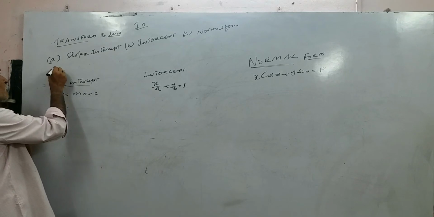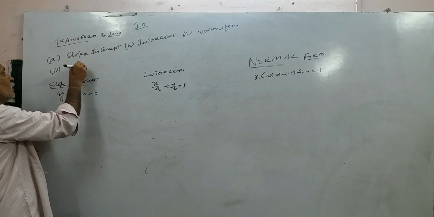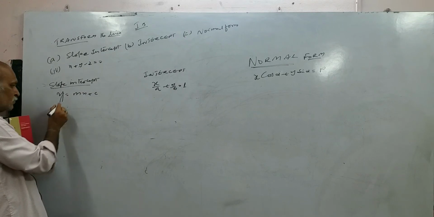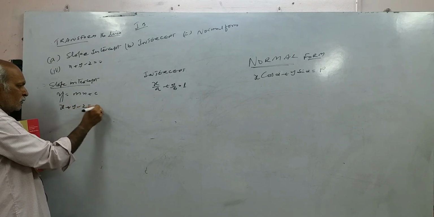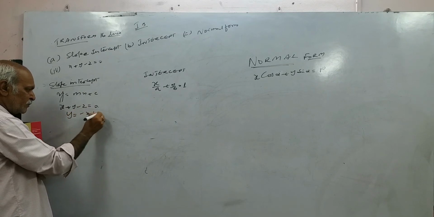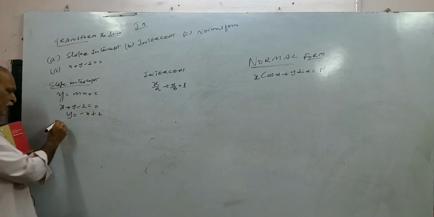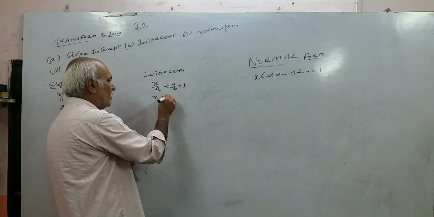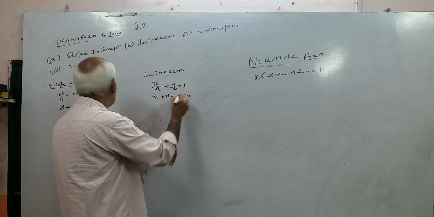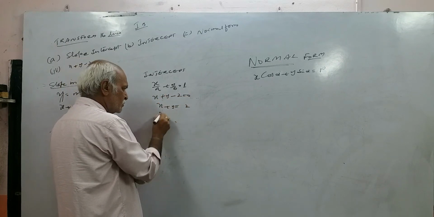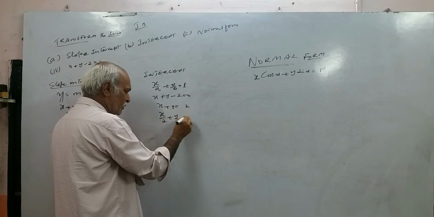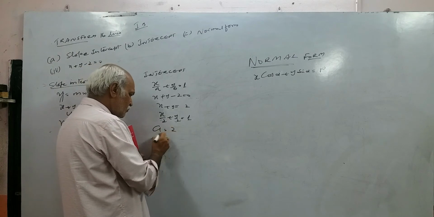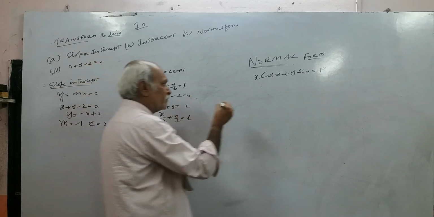Next. X plus y minus 2 is equal to 0. Again, keep the y here, minus x plus 2. Okay, there is no minus sign. So, what is the m value? Minus 1, c value 2. Next step. X plus y minus 2 is equal to 0. X plus y is equal to 2. X by 2 plus y by 2 is equal to 1. Divide theorem, sir. Directly you have to divide. So, what is a value? 2, b value 2.